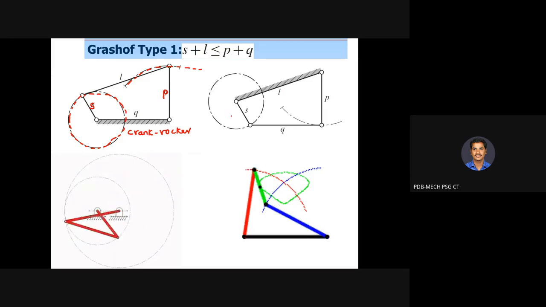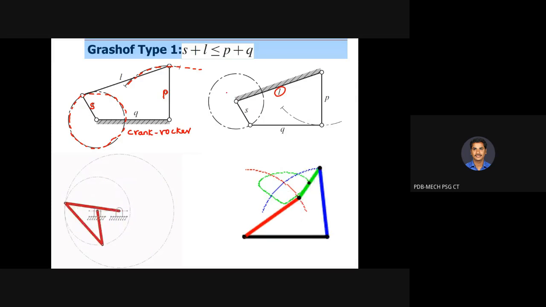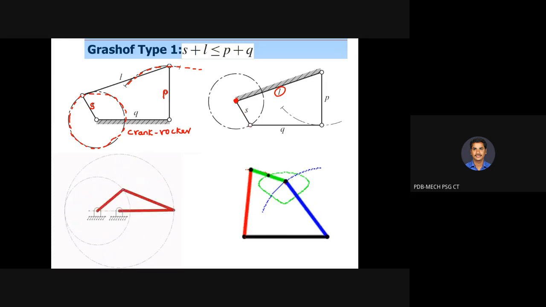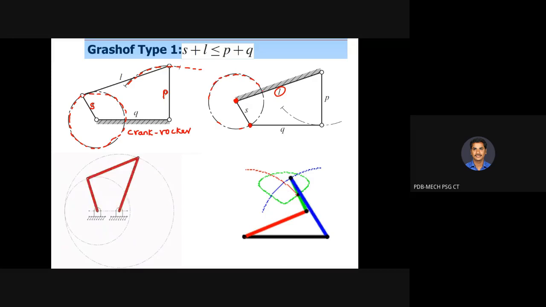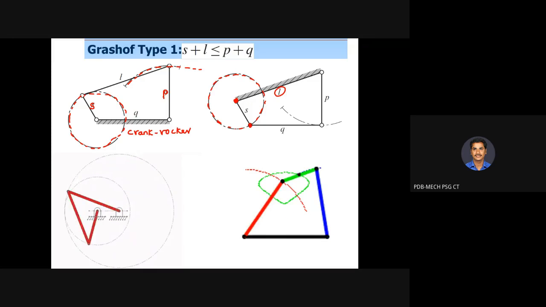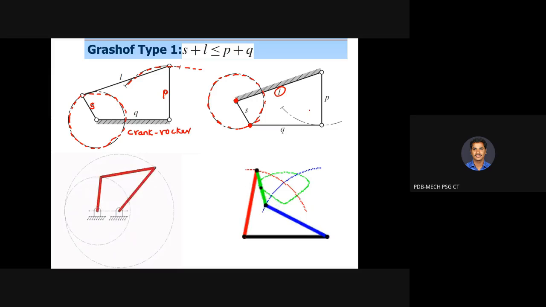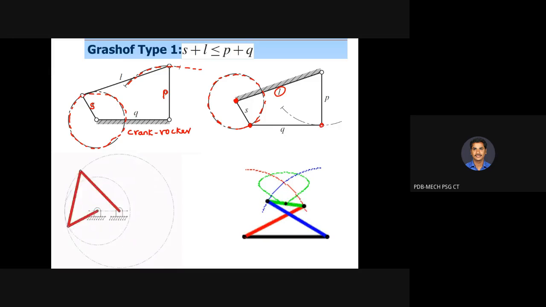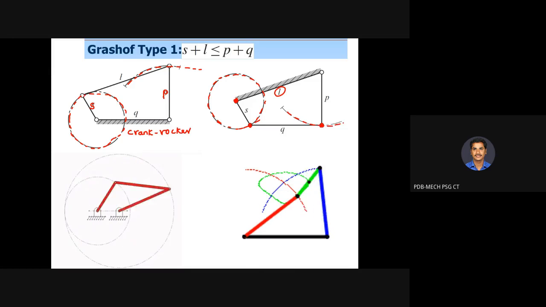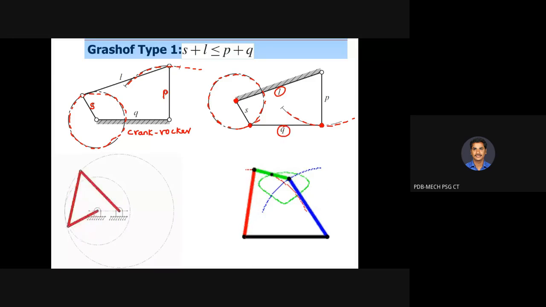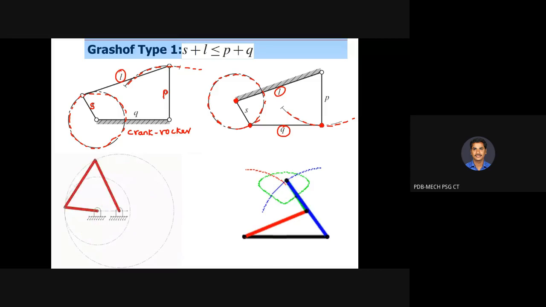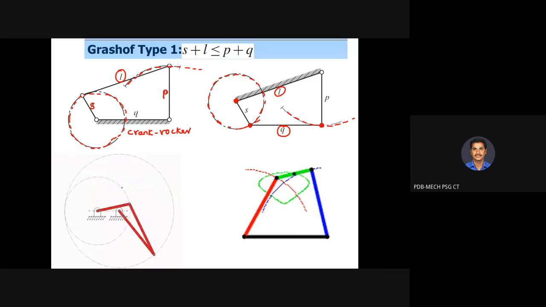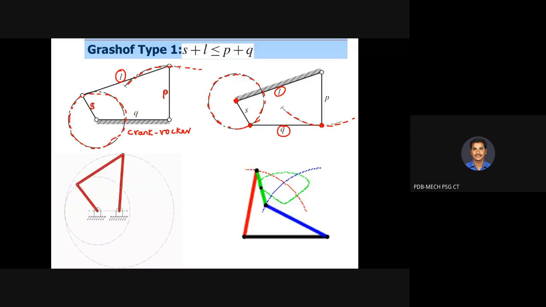We have one more link adjacent to the shortest link, that is L. If this is fixed, again this is the center of rotation, and this point is going to trace a circle through 360 degrees. It rotates 360 degrees, and your rocker, that is this particular point, is going to oscillate. In this case, Q is going to be the coupler. In the other case, L is going to be the coupler. So this is the first case, where at least one of the links rotates 360 degrees.